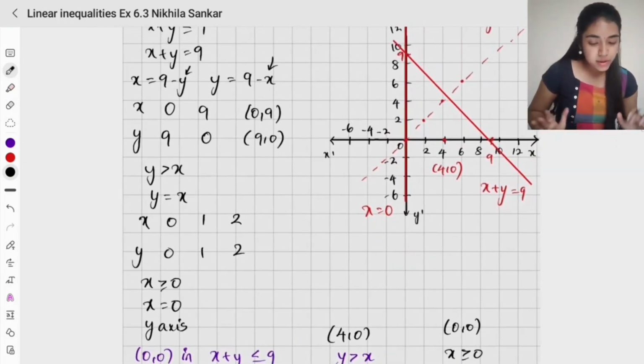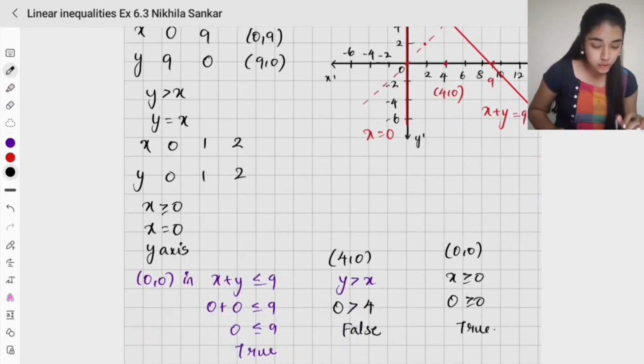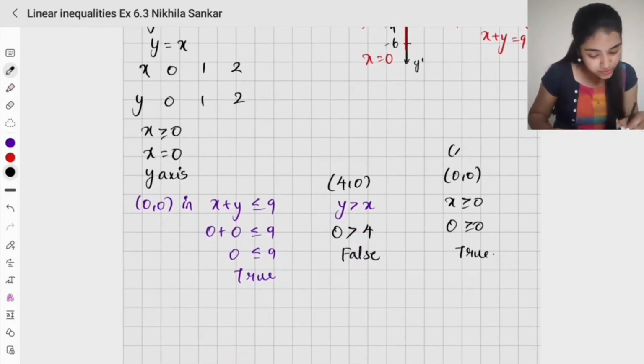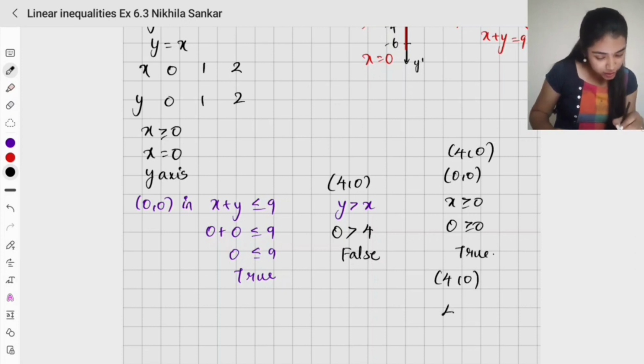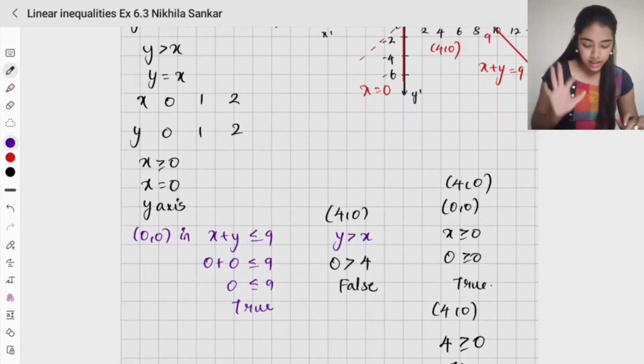But இந்த பக்கமா அந்த பக்கமா எப்படி தெரியும்? X is equal to 0. So இந்த பக்கம் வந்து again I am going to check for 4, 0. So this is going to be 4 greater than or equal to 0, which is true. So அப்போ 4, 0 side இருக்கு. So இப்போ எந்தெந்த சைட்லாம் இருக்கு கரெக்டா மார்க் பண்ணோம்.